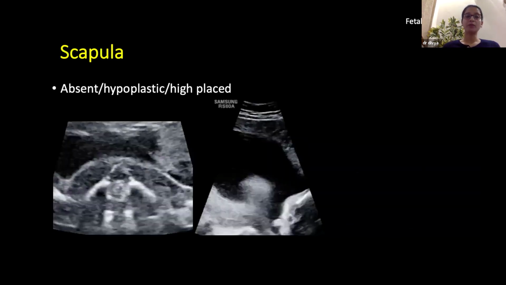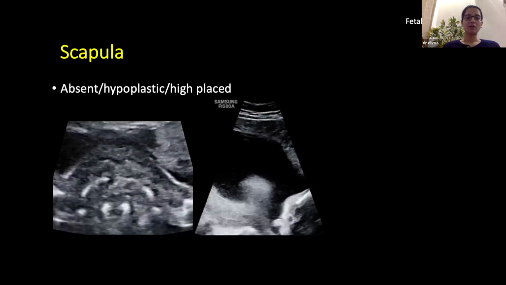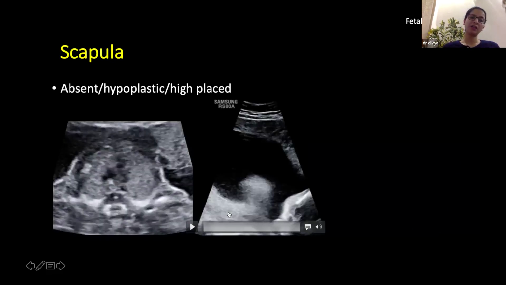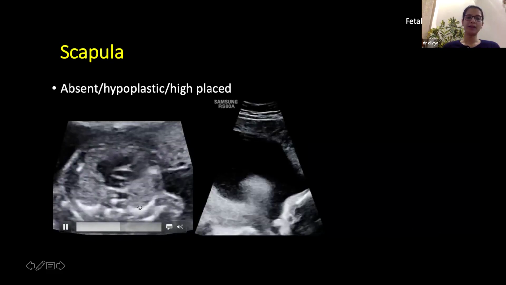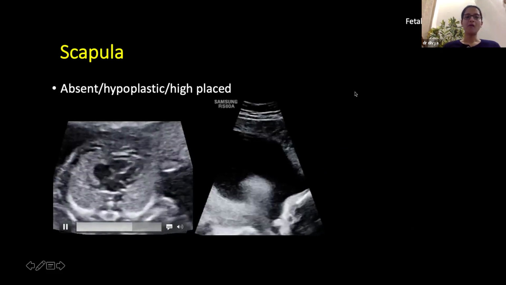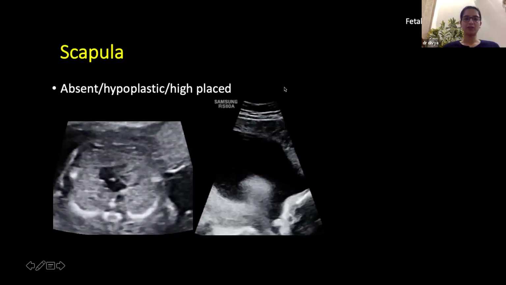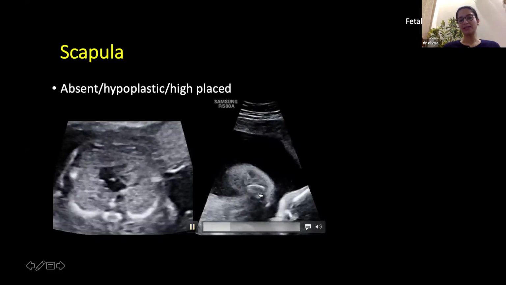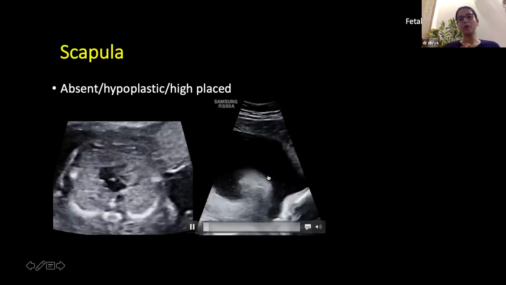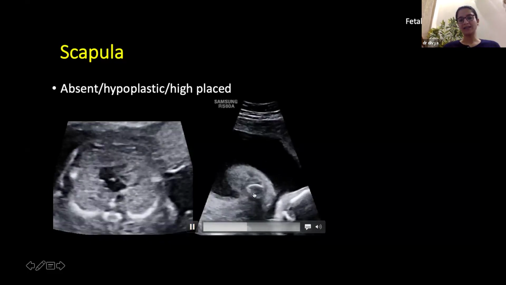Then the scapula is another bone that we need to look at in the chest. Here you just see a clip of the fetus and you can appreciate just the presence of the scapula behind the ribs here. This axial plane just helps you get an idea whether the scapula is present or not. But if you are to look at the scapula in detail, you need to do it in a sagittal plane. You take the sagittal plane of the spine and move more laterally towards the shoulder, as I've done here.